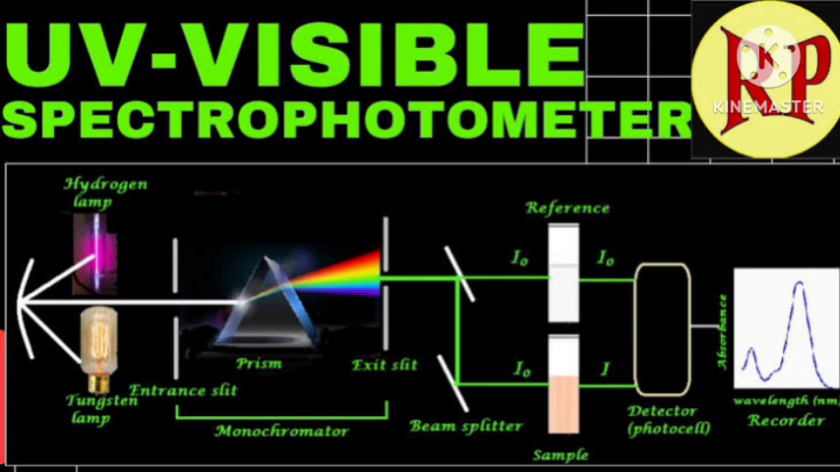By this experiment we can know the compound, that is the structure of the compound, or conjugation, or some geometrical isomers, etc.